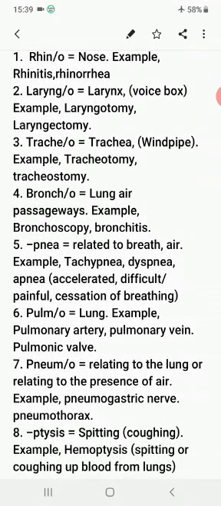Number 4, broncho, lung air passageways. Example, bronchoscopy, to look into the bronchi. Bronchitis, inflammation of the bronchi.